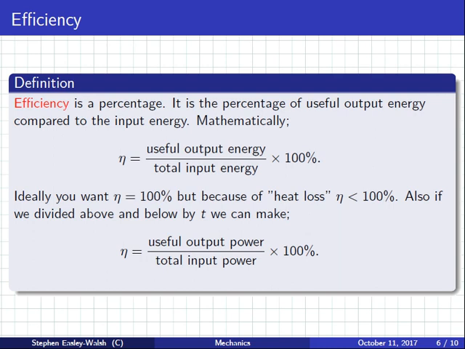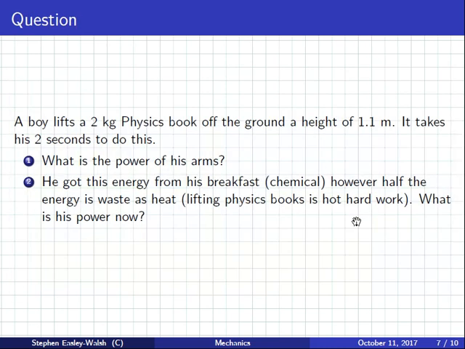Okay, you got this formula down? Yeah. Right. Here is a simple question which I think you can do. A boy lifts a 2-kilogram physics book off the ground, a height of 1.1 meter. It takes him 2 seconds to do this. What is the power in his arms? Okay, so the power is the work divided by the time. What work is he doing here? Potential energy. He's given the book potential energy. So the formula here would be work over time, which would be mgh over t. Can you calculate this, please?